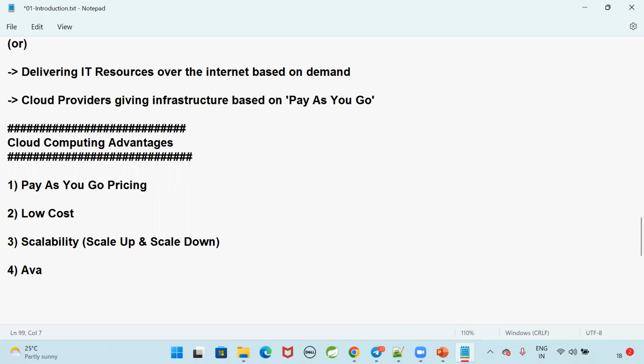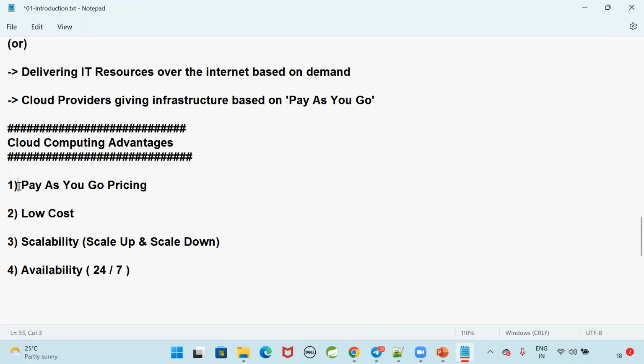And next one, availability, 24/7. The services and your resources will be available for you 24/7. Zero downtime. They will not say power issue or network issue. They will not give such reasons. So 24/7 availability will be there for your application when you go for cloud computing.